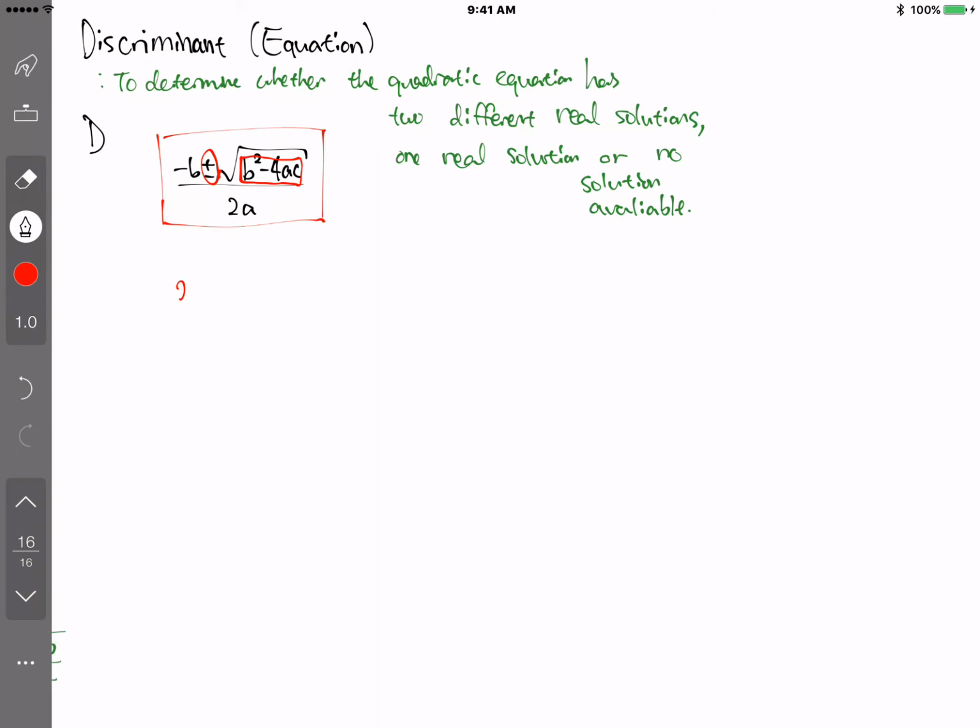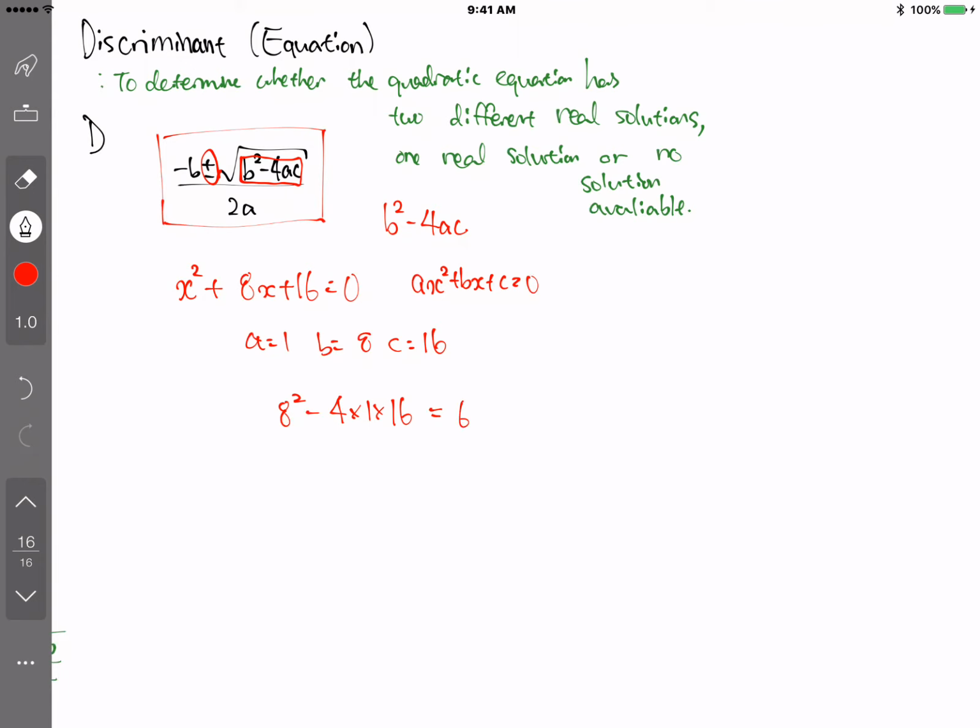For instance, I have an equation, x squared plus, not quite sure, let's say 8x plus 16 equals 0. I just want to know if this has one solution available or two solutions available. This is formed like ax squared plus bx plus c, where a is 1, b is 8, and c is 16, right? So substitute into b squared minus 4ac: 8 squared minus 4 times 1 times 16, and let's see if it's 0, bigger than 0, or less than 0, which is negative. 8 squared is 64 minus 16 times 4, which is 64, and this makes 0, which means this quadratic equation has only one solution available. That is how you use the discriminant equation.